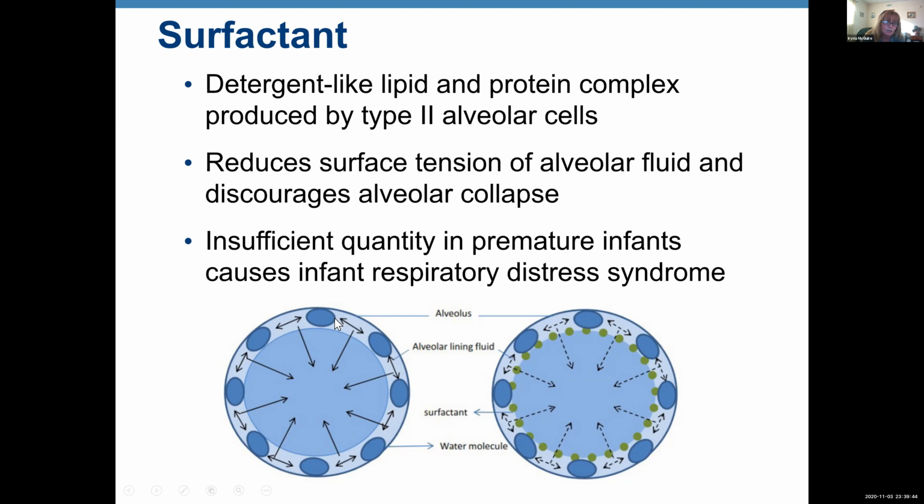So if you see over here, this is an alveolus without surfactant. And over here, when we have this lipid-protein complex, it reduces the force. So now the force is shown with the dotted line, right? It reduces the tension and keeps alveoli open. So insufficient quantity of surfactant in premature infants causes infant respiratory distress syndrome.